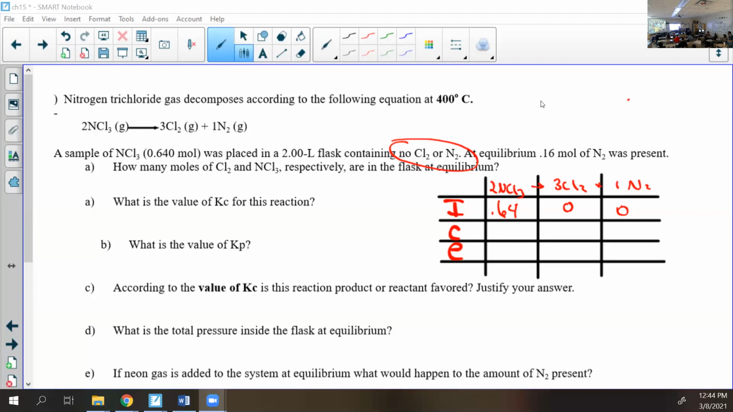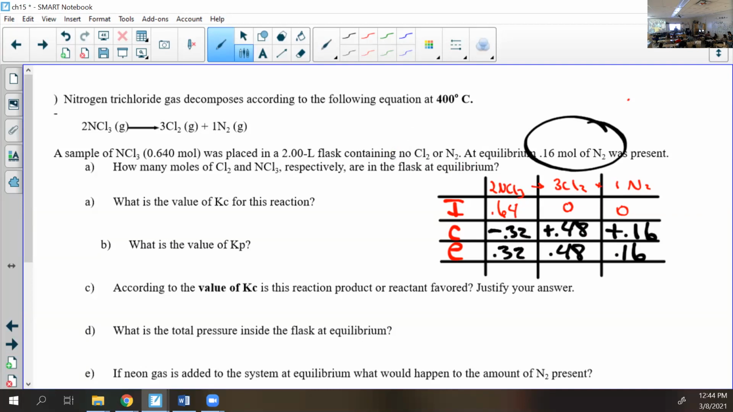So, my friends, 0.64, 0, and 0, because that's what it gave me. And then at equilibrium, I had 0.16 of N2. So I had 0.16. Oh, you're so lucky. I made that easy because it's the 1. All right, so that means this was plus 0.16. This means this was plus what? 0.48. And this was minus 0.32.